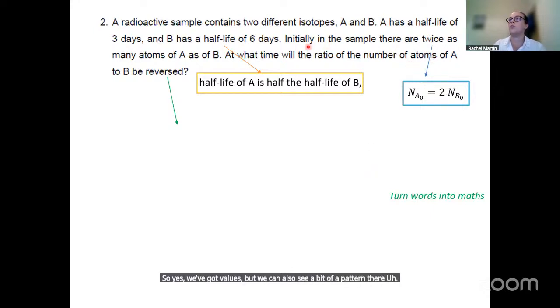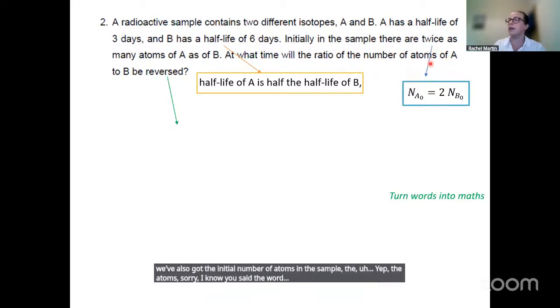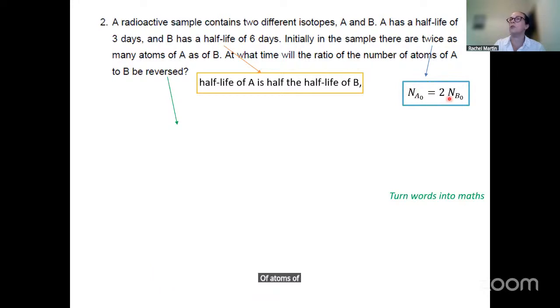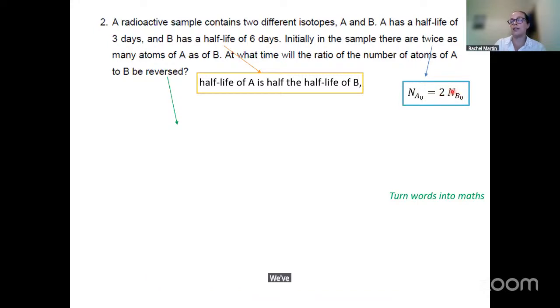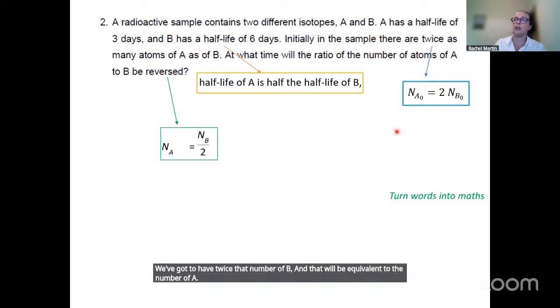We've also got the initial number of atoms in the sample. The atoms, sorry, I know you said the word nucleus. But yes, we've got the original number of atoms of A. There are twice as many atoms of A as of B. So however many you've got initially, and that's what little 0 means in my subscript, we're going to have twice that number of B, and that will be equivalent to the number of A. So turning those into phrases.